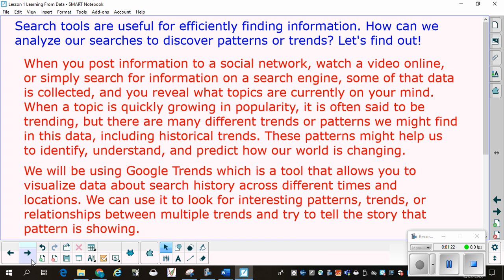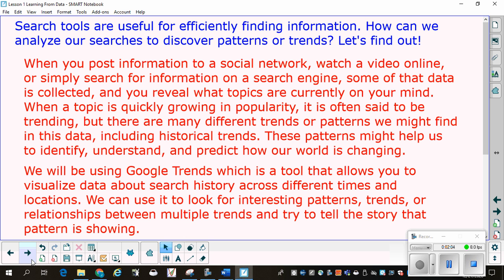Search tools are useful for efficiently finding information. How can we analyze our searches to discover patterns or trends? Well, let's find out. When you post information to a social network, when you watch a video online, or simply search for information on a search engine, some of that data is collected, and you reveal what topics are currently on your mind. When a topic is quickly growing in popularity, it is often said to be trending. But there are many different trends or patterns we might find in this data, including historical trends. These patterns might help us to identify, understand, and predict how our world is changing.